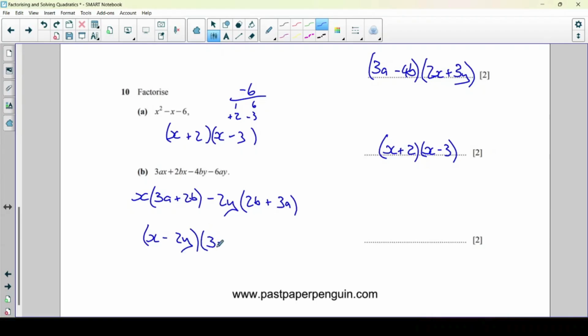Okay. 3a plus 2b is the same as 2b plus 3a, so that's absolutely fine. So we get x minus 2y in one of the brackets and 3a plus 2b in the other, or 2b plus 3a, doesn't matter which way around you write that.